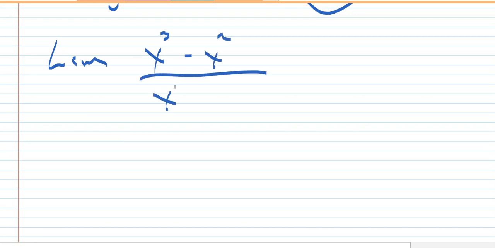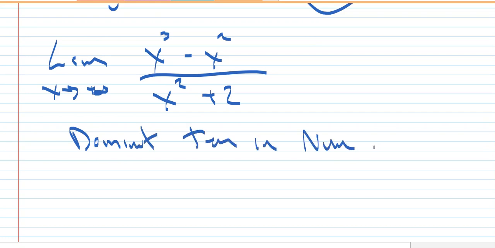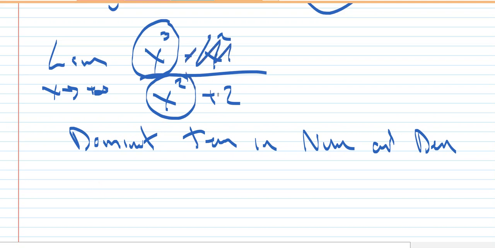So let's take a look at another rational function. Let's say we have x cubed minus x squared all over x squared plus 2, and x is approaching positive infinity. To find the limit of this, all we need to do is look at the dominant term in the numerator and the denominator. The dominant term in the numerator is x cubed. The dominant term in the denominator is the highest power, or x squared. So I can ignore the rest of this. All I need to do is look at the highest powered term in each, which is the dominant term.